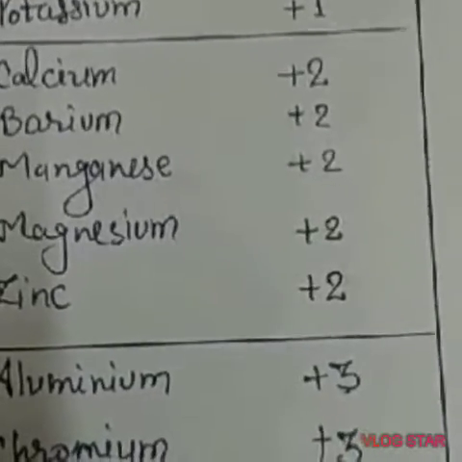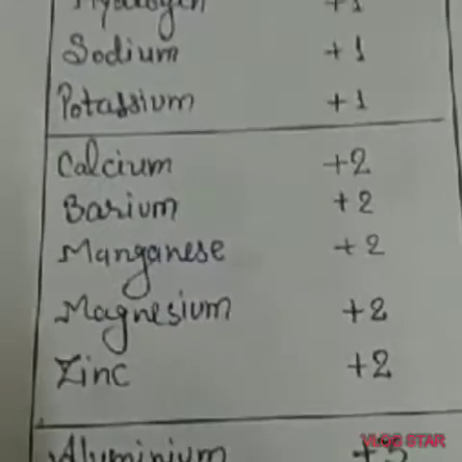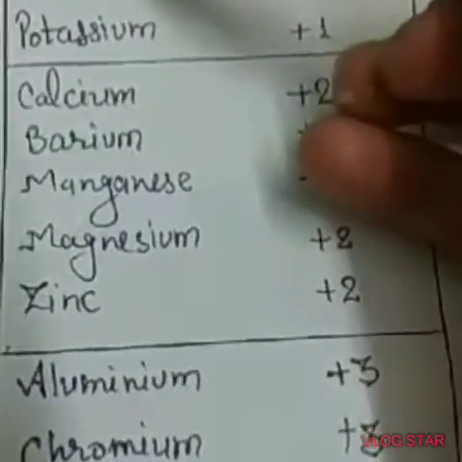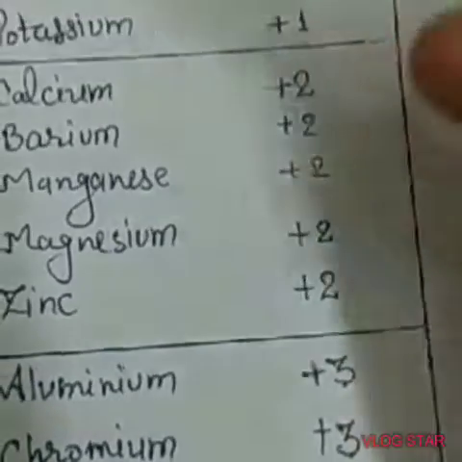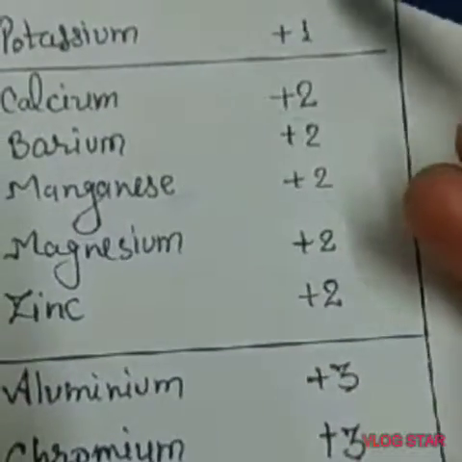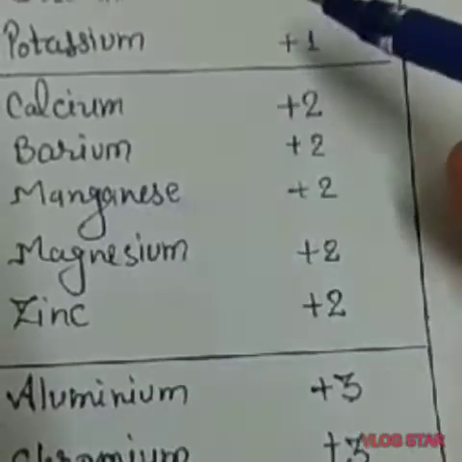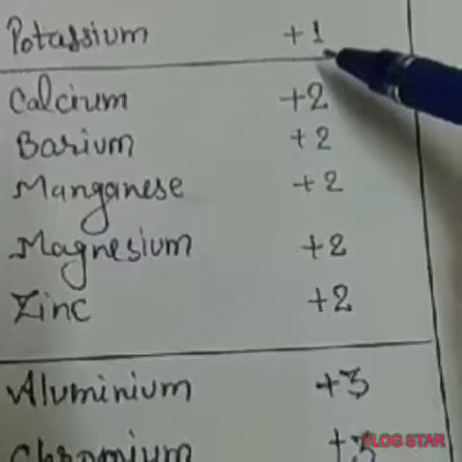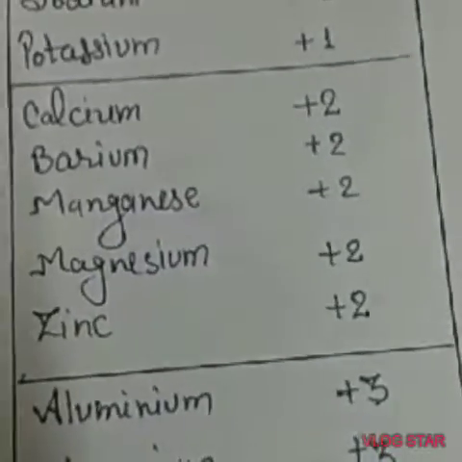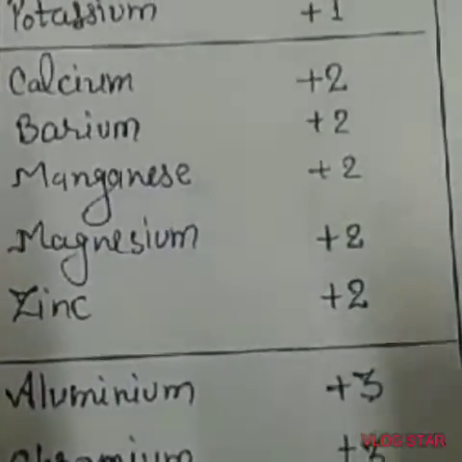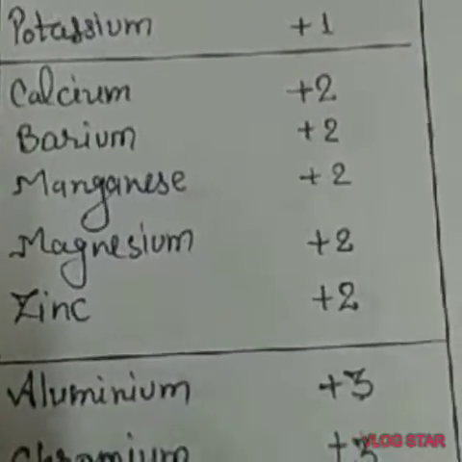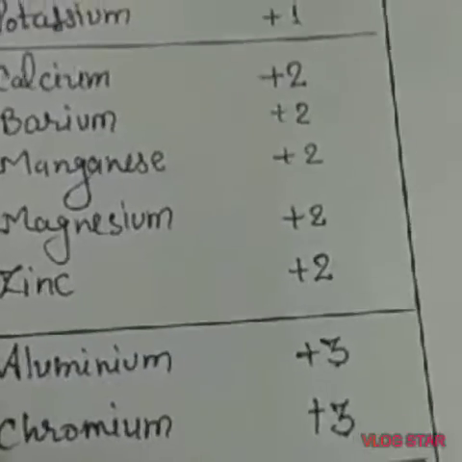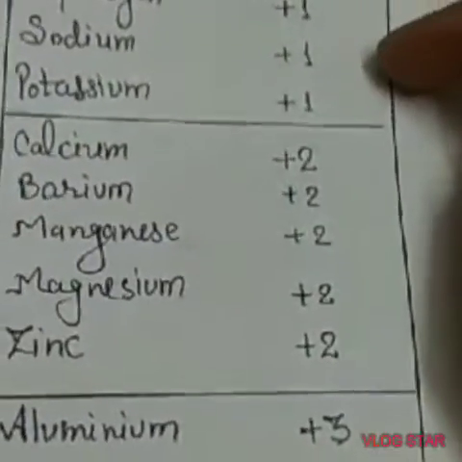Let's recall some elements with positive valency. Here you can observe hydrogen, valency of hydrogen is +1, sodium +1. For potassium, the valency of potassium is +1. We have discussed the valencies. How to find out the valencies? Valency is the combining capacity of an atom. So for these atoms, the valency is +1.